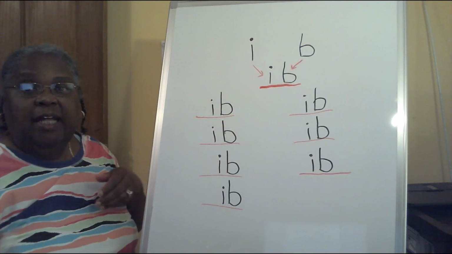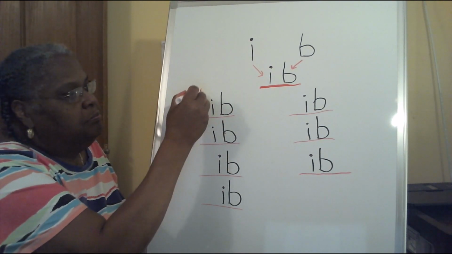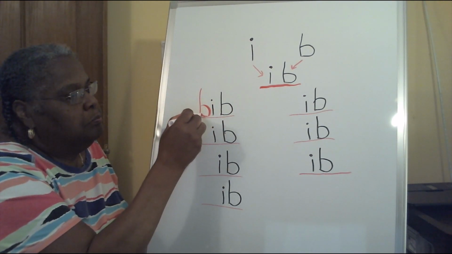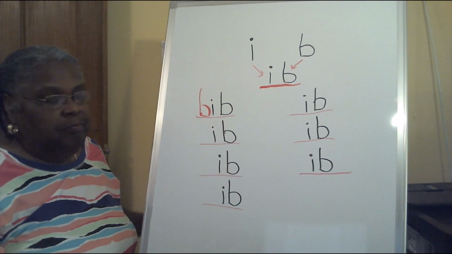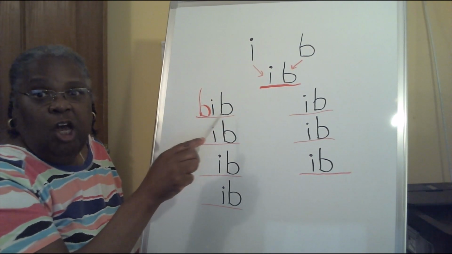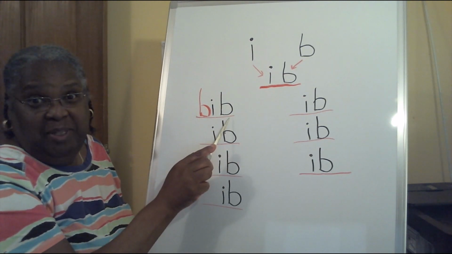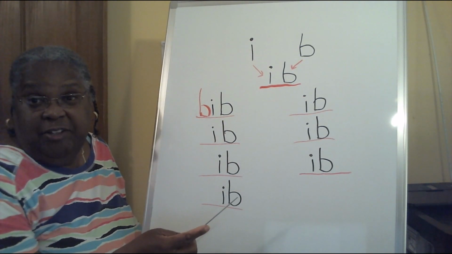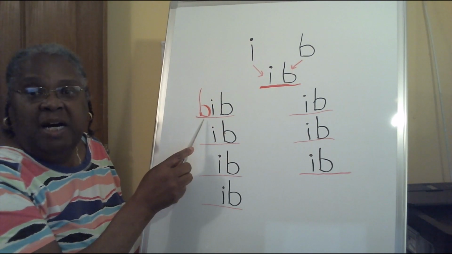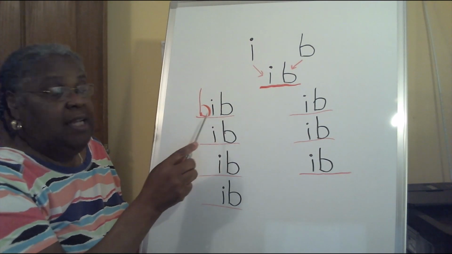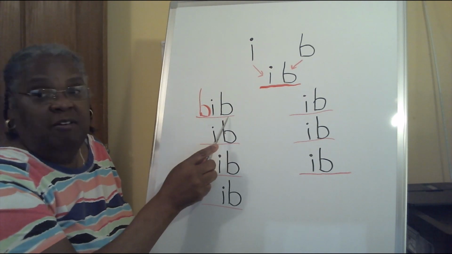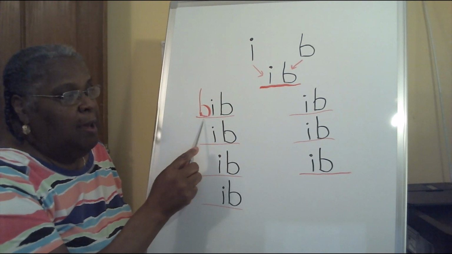When we put the letter B at the beginning of the blend IB, we form the word bib. Let us sound out the word together. Say the B sound, B. Say the sound of the blend, IB. Now say the B sound and the sound of the blend together smoothly, bib.